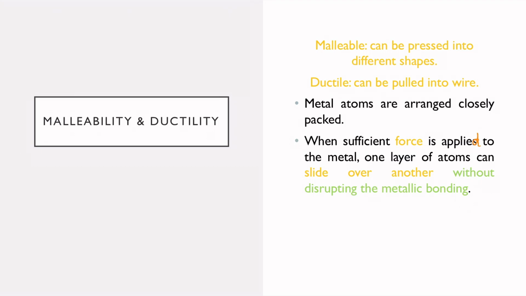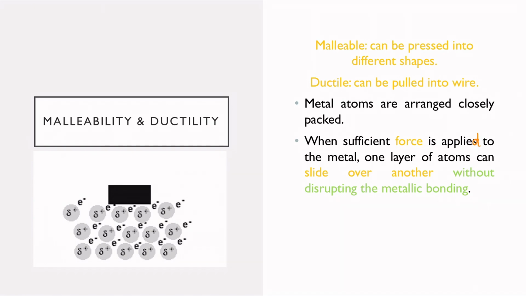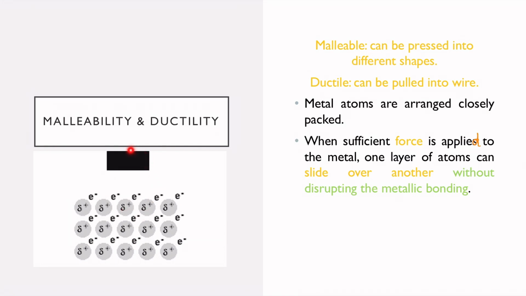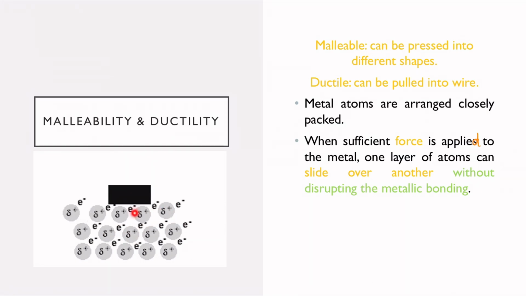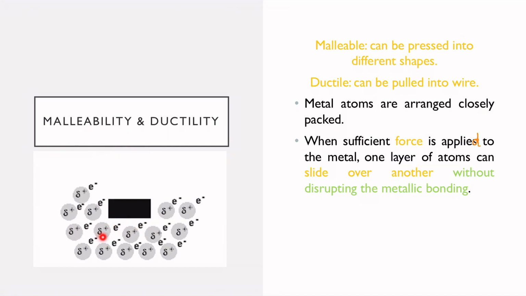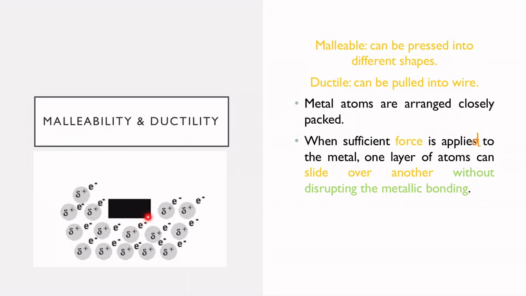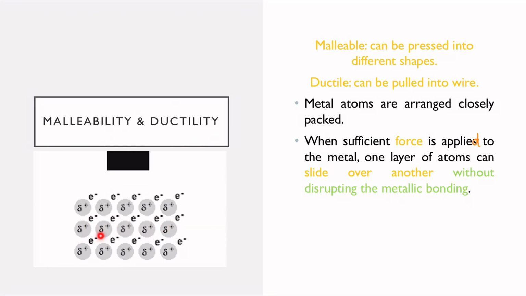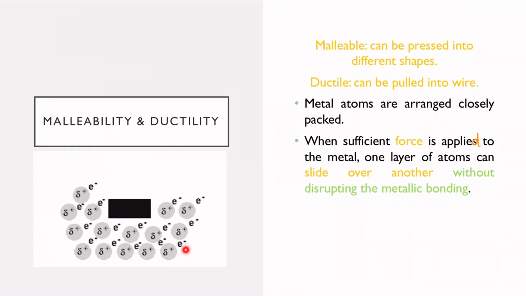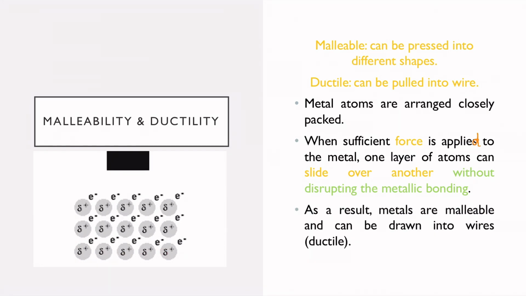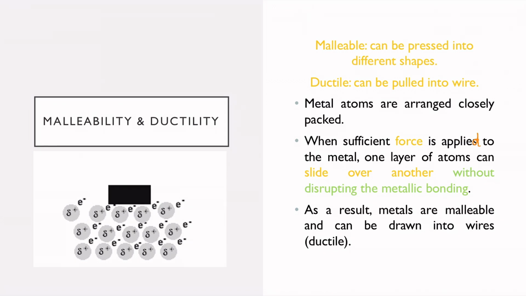How does that look like when force is applied? Okay, in this GIF, you can see that when force is applied on your metal, the layers of atoms do not break apart, but they slide over one another. And the metallic bonding is still intact. It is not disrupted. Okay? As a result, your metals are malleable and can be drawn into wires.